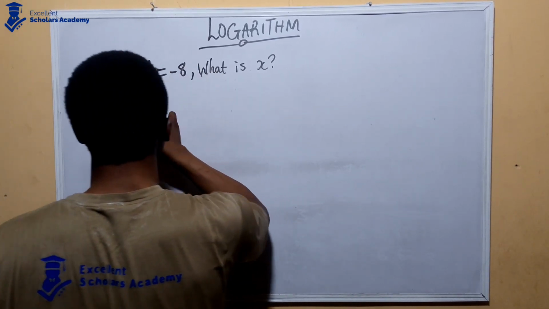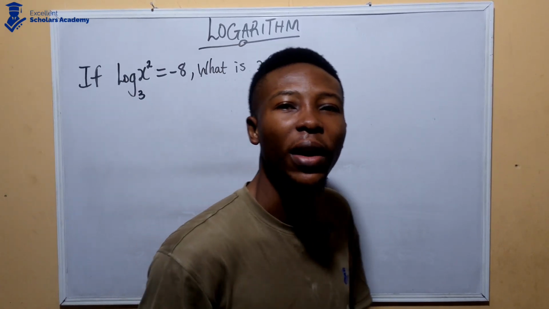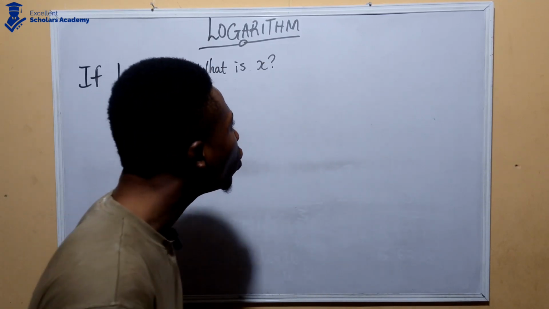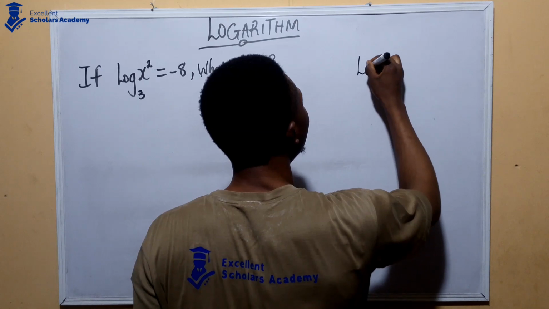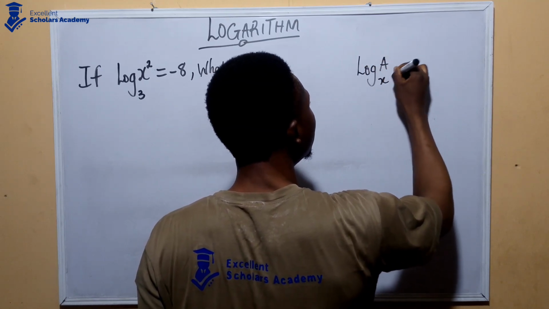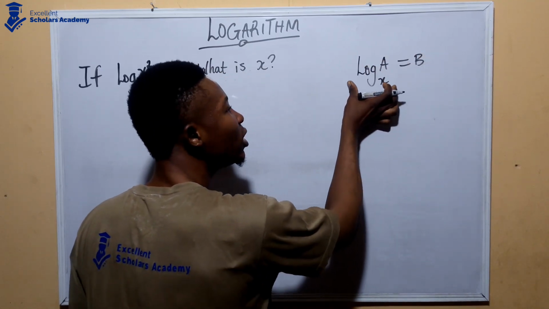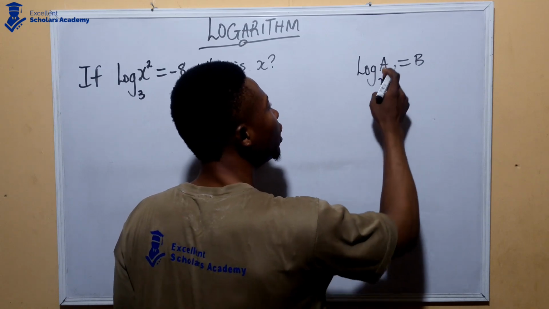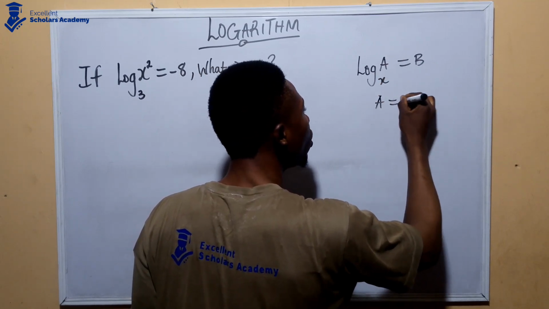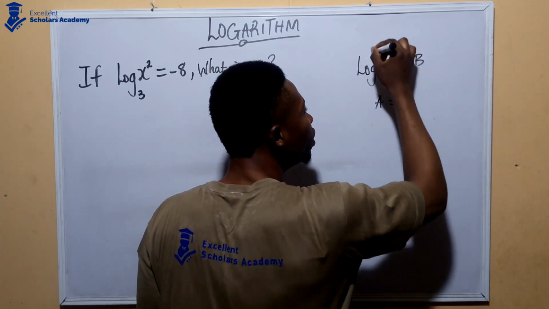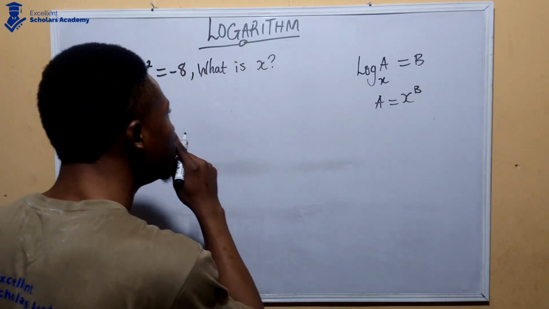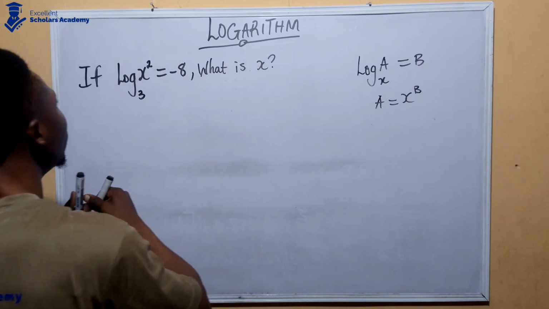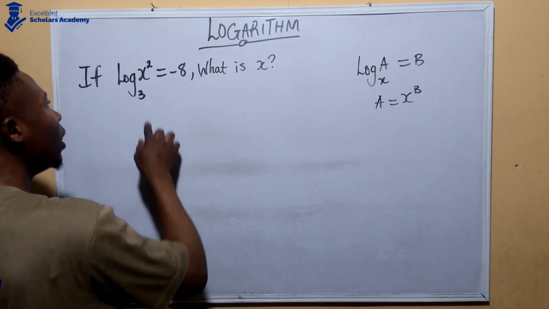If log x squared base 3 is equal to minus 8, what is the value of x? Now to solve this question, we are going to use the law of logarithm that says that if you have log a base x is equal to b, you can convert this logarithm to indices. Alright, and then it becomes that a is going to be equal to this base to the power of what this logarithm was equal to, which is b. We looked at this law at the beginning of this video, so let's apply this law here. That's the only way we'll be able to find the value of x here.